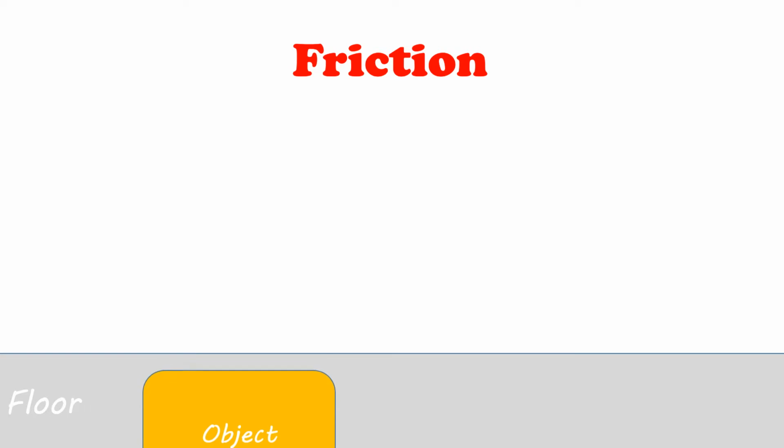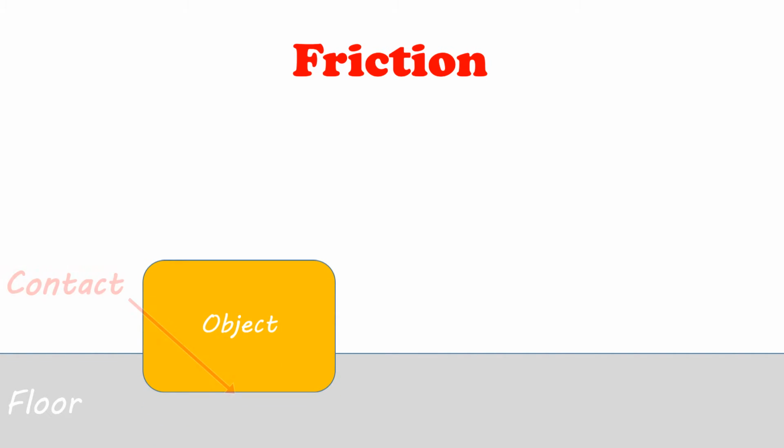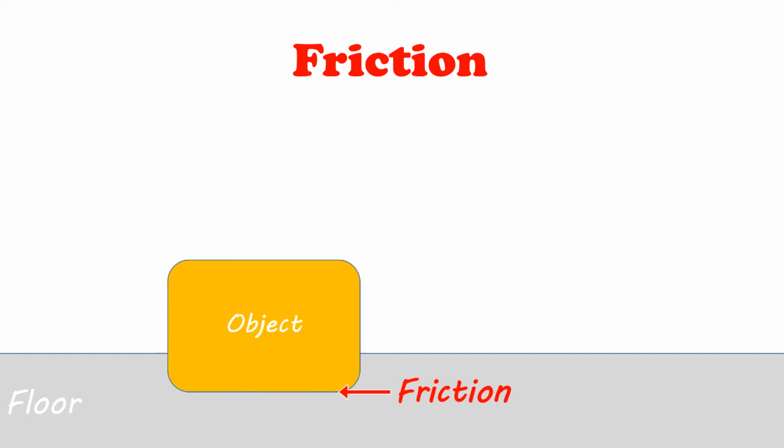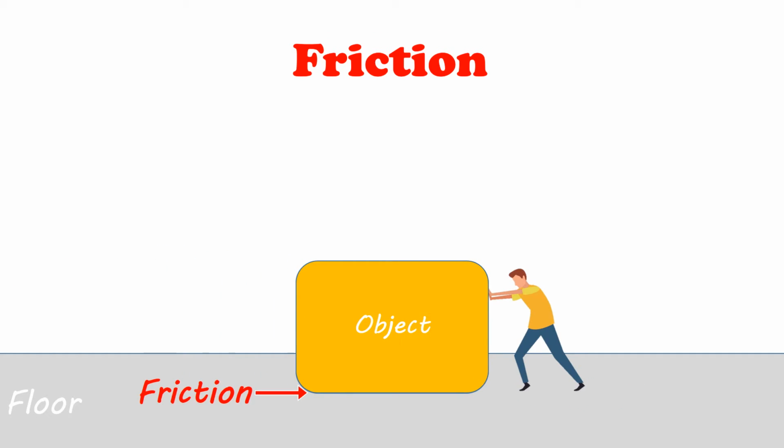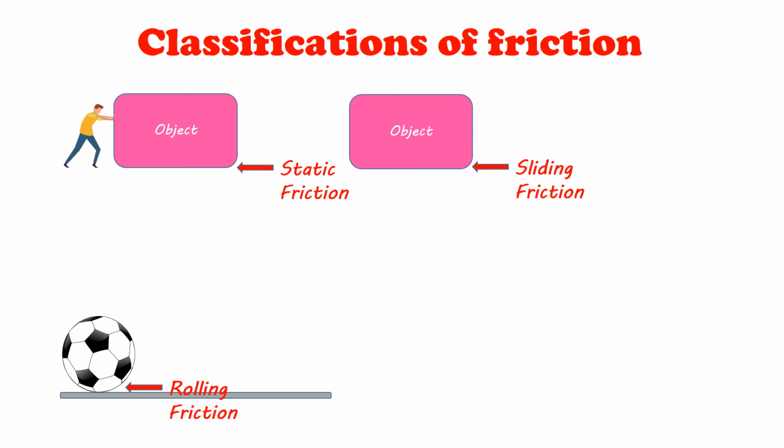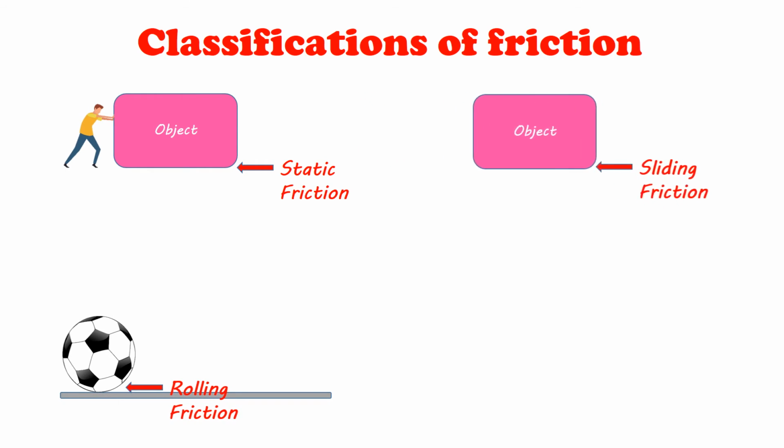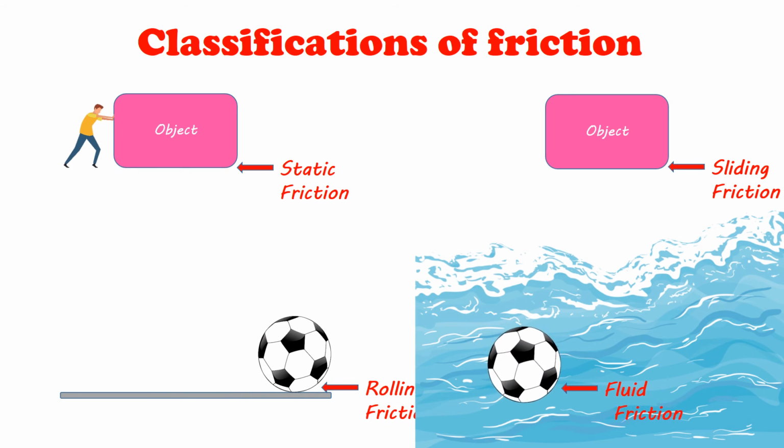But what if ever friction were to be absent? Well, let's not try it. So, coming to what friction really is. Friction is the force that acts between any two surfaces in contact when they either actually move or even try to move relative to each other. And that is why friction is said to be a contact force. Friction can be classified into four more subcategories: static friction, sliding friction, rolling friction, and fluid friction.